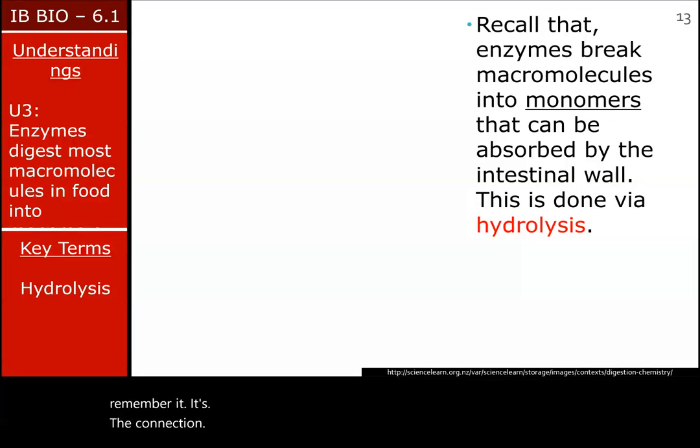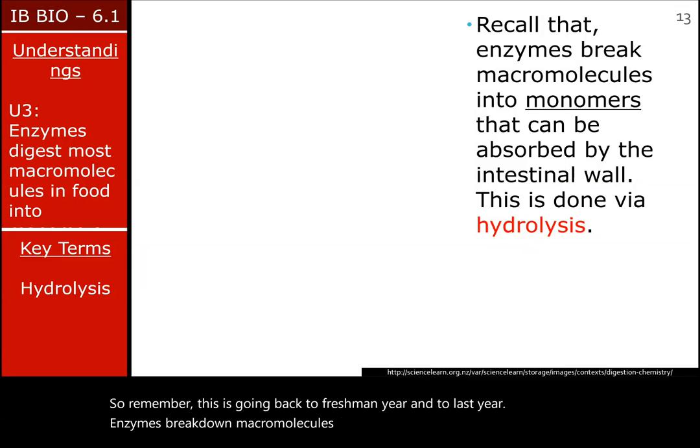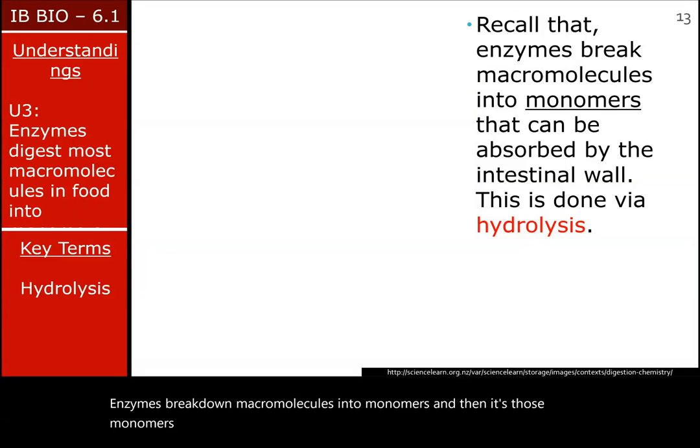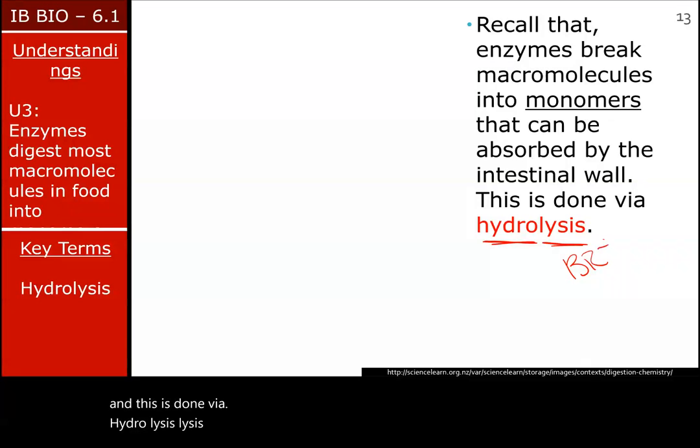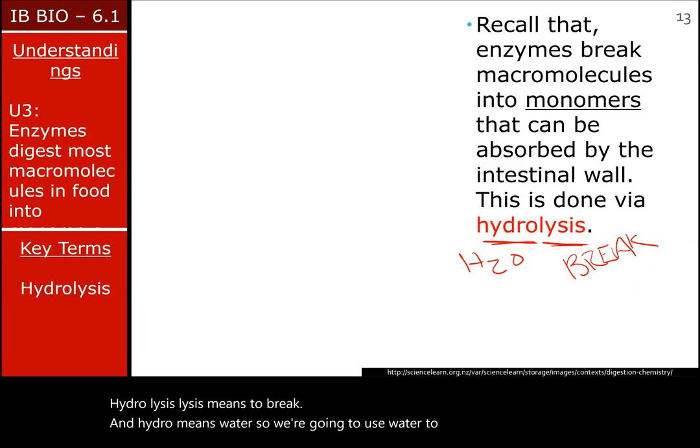So remember, this is going back to freshman year and to last year. Enzymes break down macromolecules into monomers, and then it's those monomers, so smaller compounds, that can be absorbed into the intestinal wall. And this is done via hydrolysis. Lysis means to break, and hydro means water. So we're going to use water to break stuff.